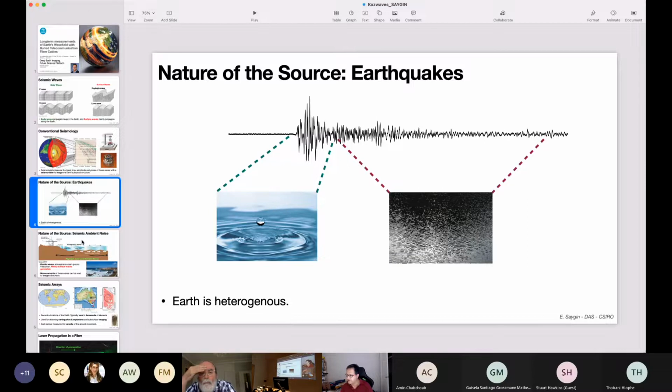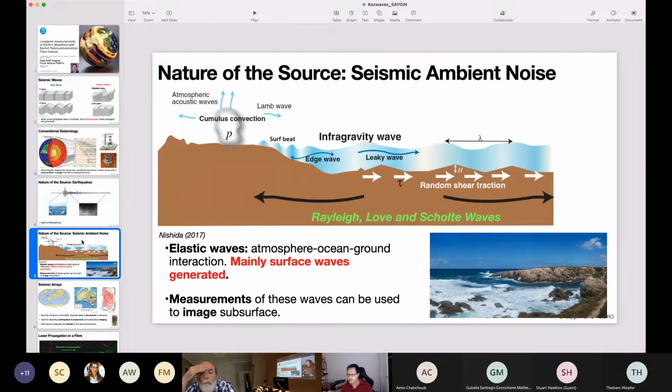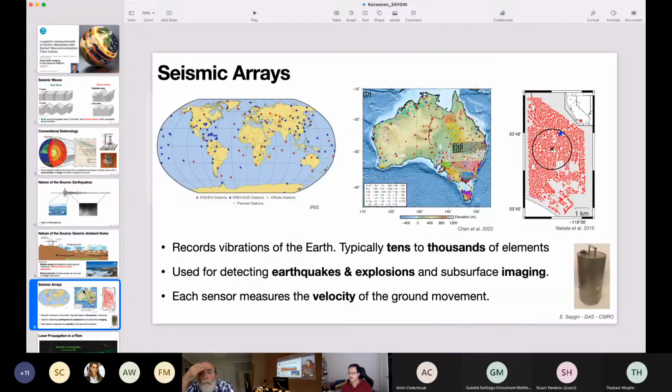Another important source is what we call seismic ambient noise. This has been known since the early days of instrumental seismology, but we have just recently started to understand the details of it. In general, it's a very complex interaction of the atmosphere, ocean, and the ground, and that interaction creates elastic waves in a continuous manner. We actually record these waves and also make inferences, which I will be talking about. Now, I talk about measuring the waves.